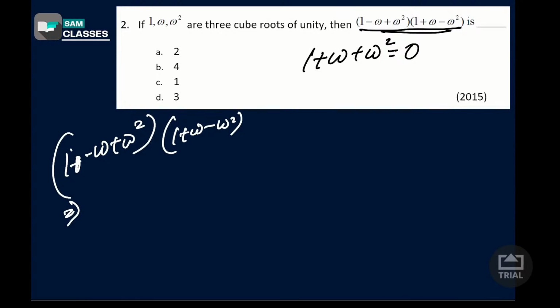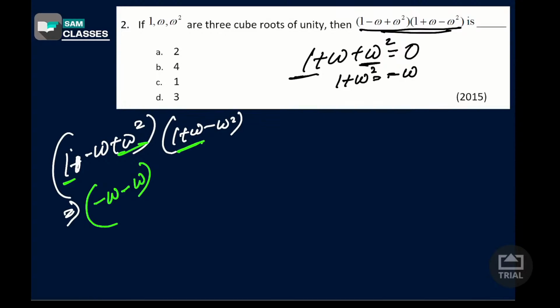Now, if I want to make it shorter, what will I do? I'll use my brain. 1 plus omega square, if I want to find, is what? Minus omega. See how easily I got it. 1 plus omega square is minus omega. And 1 minus omega was already there.